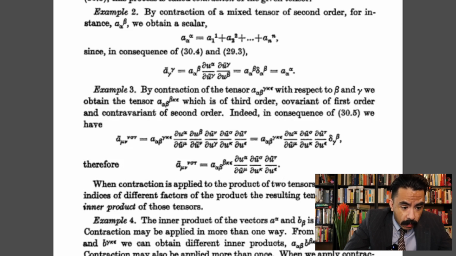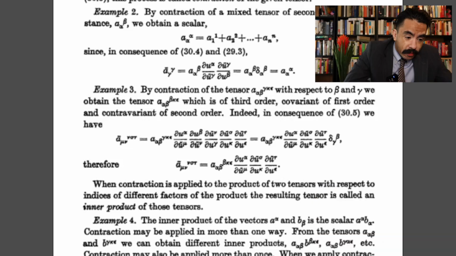partial u over bar sigma partial u kappa times partial u over bar tau partial u epsilon times the Kronecker symbol subscript gamma superscript beta. Therefore, a over bar sub mu nu superscript nu sigma tau is equal to a sub alpha beta superscript beta kappa epsilon times partial u alpha partial u over bar mu times partial u over bar sigma partial u kappa times partial u over bar tau partial u epsilon.